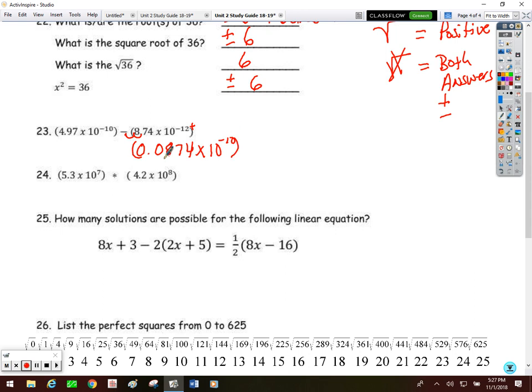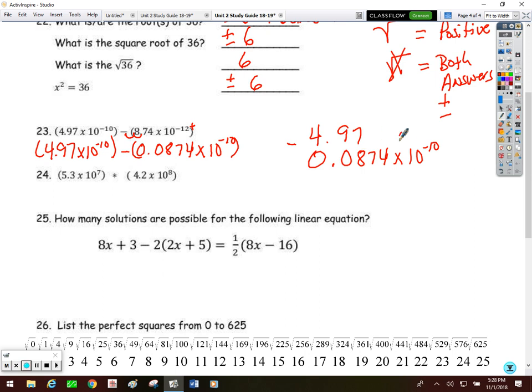Now I'm going to subtract that from 4.97 times 10 to the negative 10th power. All right, so I'm going to write this one first since it's a little bit bigger. So 0.0874 times 10 to the negative 10th power. I'm going to subtract that from 4.97.